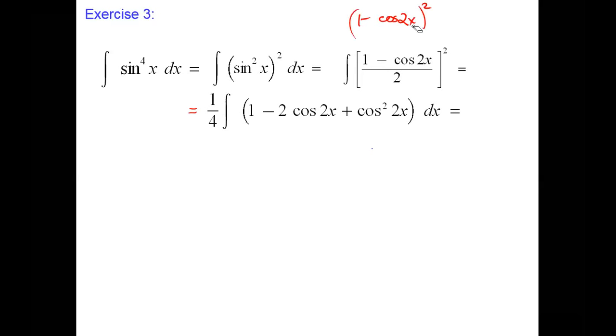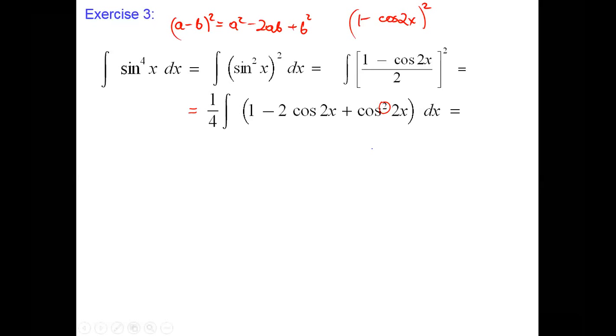If I FOIL this, I will have 1 squared, then negative 2 times cosine of 2x, because I will have it twice, and then I will square the last quantity. It's like a minus b squared: a squared minus double ab plus b squared. That's what I am using, if you like to use this formula right away. Now I can definitely integrate 1. I can definitely integrate cosine of 2x. I have a square again. Yeah, that's not good.